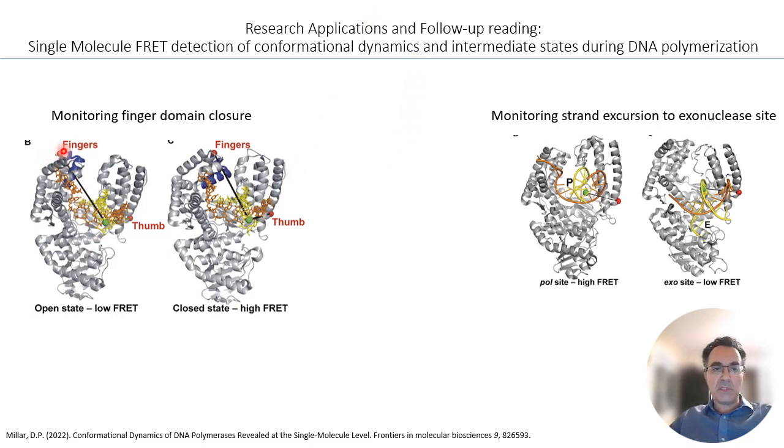So the placement of dyes at certain positions allows us to see the shape shifting of the enzyme as it goes from open to closed during the initial induced fit conformational change that is required for transition state stabilization. And then the second is a FRET assay that's designed to track the excursion of the growing strand into the exonuclease site during the proofreading stage of the reaction cycle.